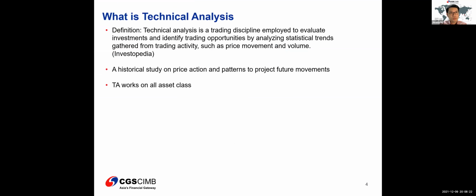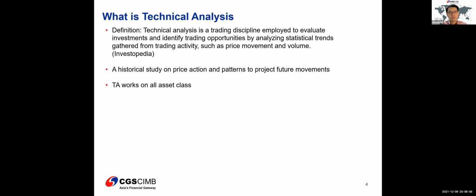So very quickly, just what technical analysis is, the plain old simple definition. If I were to take it from Investopedia, TA is a trading discipline employed to evaluate investments and identify trading opportunities by analyzing statistical trends gathered from trading activity, such as price movement and volume. By itself, it does seem a bit dry, a bit abstract.